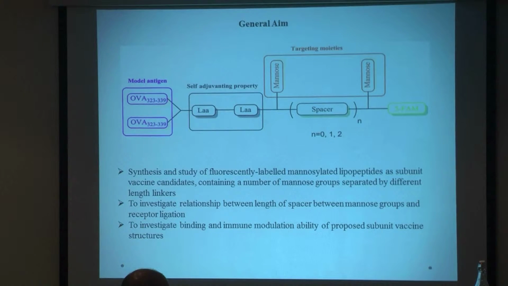So we decided to design and make vaccine structures that contain mannose and also a lipid moiety with self-adjuvanting properties, and OVA CD4 as a model antigen. This vaccine construct had FAM as a fluorescent tag to later look into the uptake of these structures, and they also had different numbers of spacers between their mannose moieties to look into the binding of these structures with the mannose receptor.